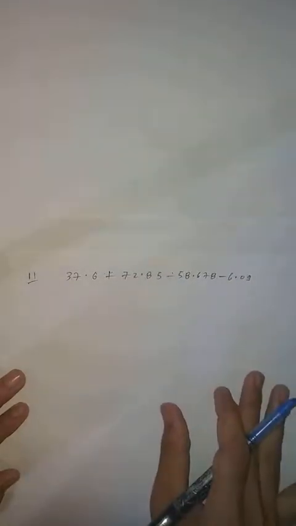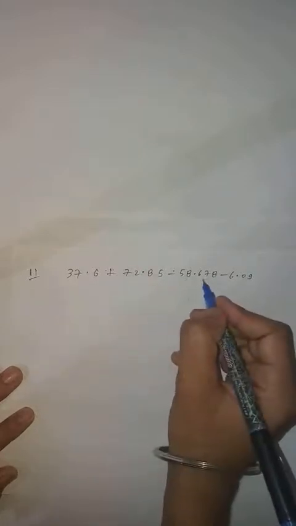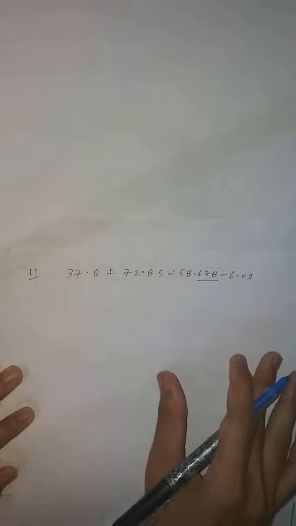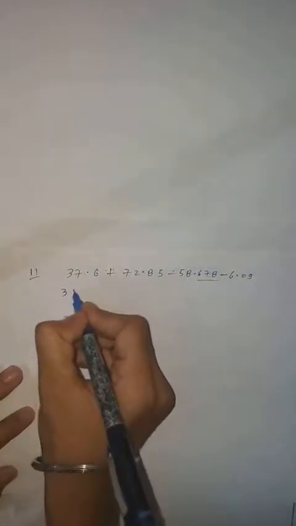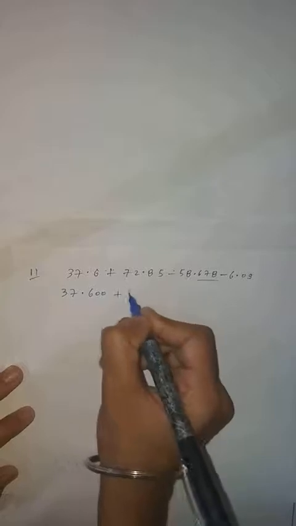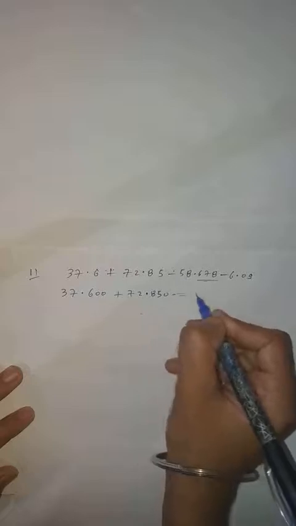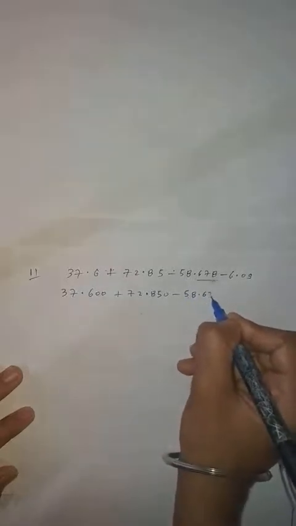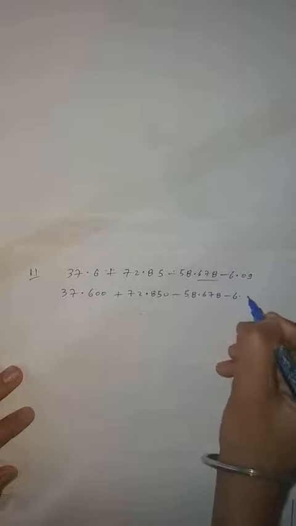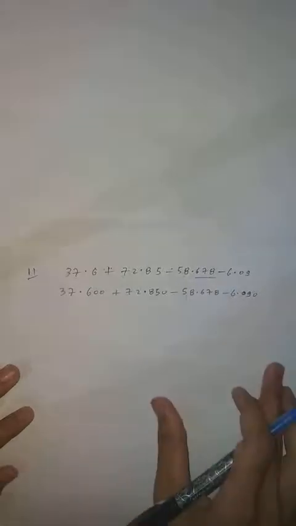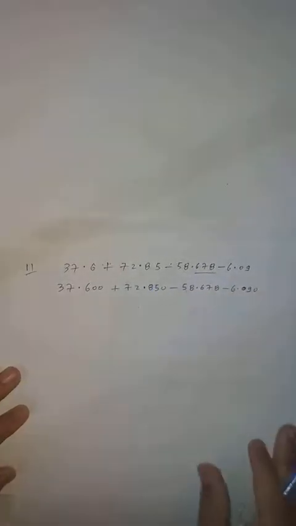Okay students, so how will you do it? First what you will do, integers I explain: plus plus is always plus. So first you have to convert in like terms. See here after decimal 3 digits, so in every number after decimal there should be 3 digits. So write down 37.600 plus 72.850 minus 58.678 minus 6.090. Okay, so now this is in like terms, because in every number after decimal there are only 3 digits.